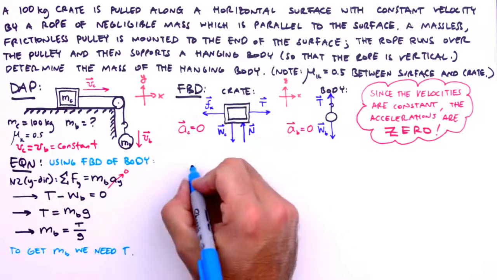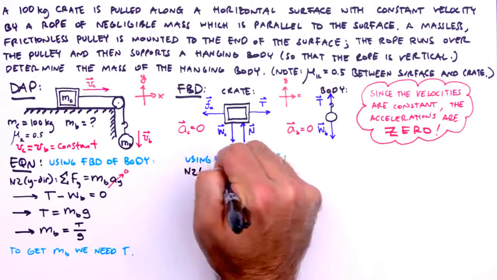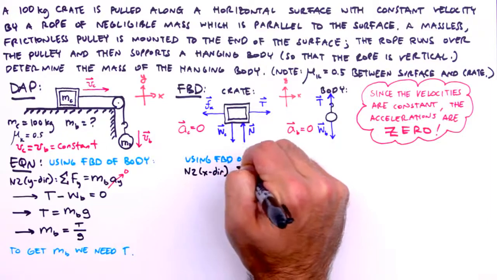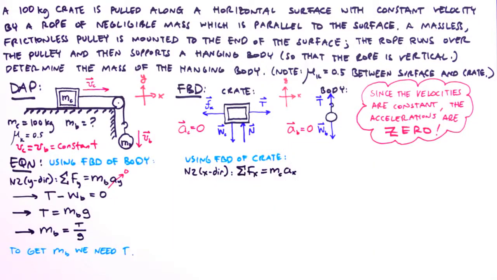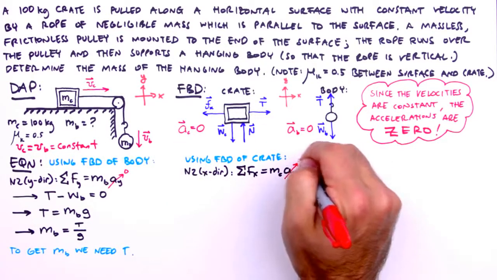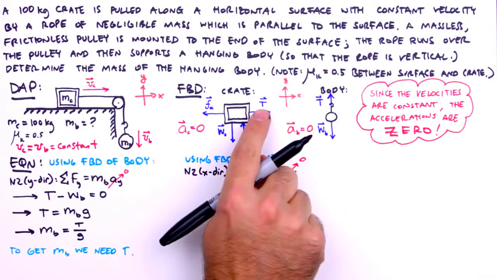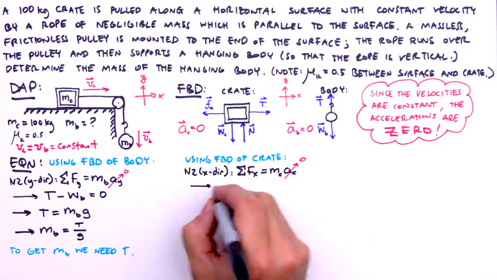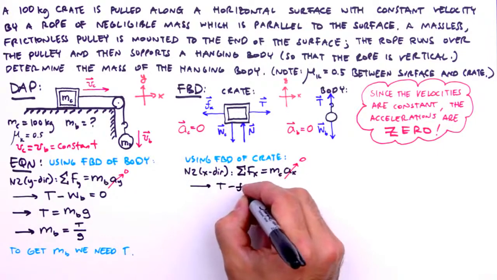the crate. Using the FBD of the crate and applying N2 in the x direction yields the sum of the forces in the x direction equals the mass of the crate times the acceleration of the crate in the x direction. Again, we know the acceleration is 0, so we write that here, and proceed to sum the forces in the x direction. In the positive x direction, we have the tension force, and in the negative x direction, we have the friction force, equals 0.